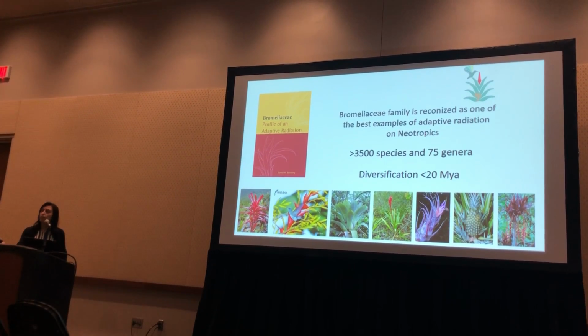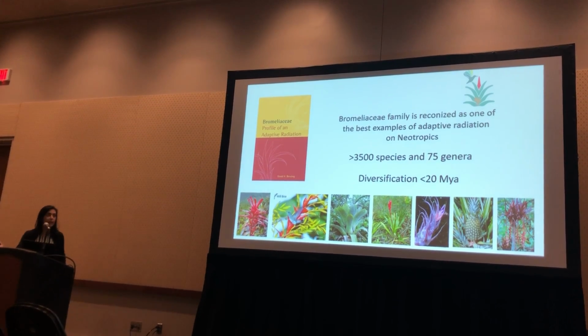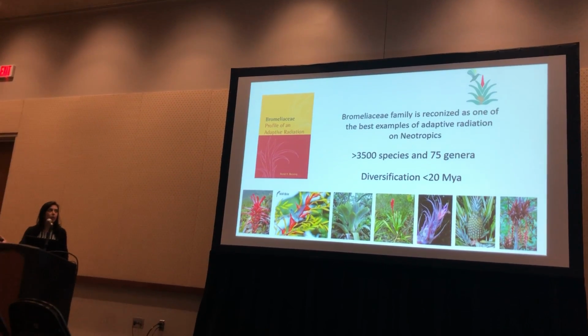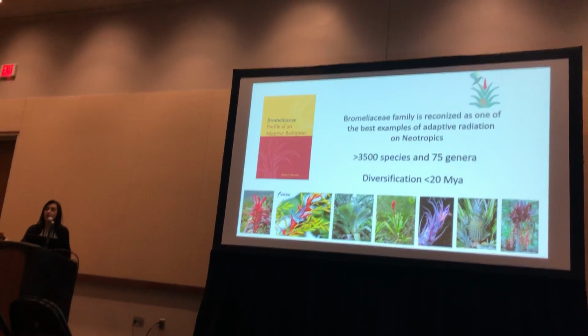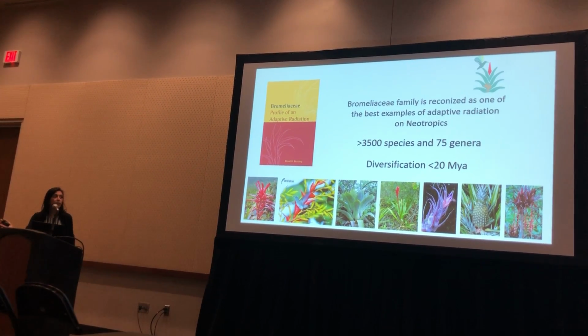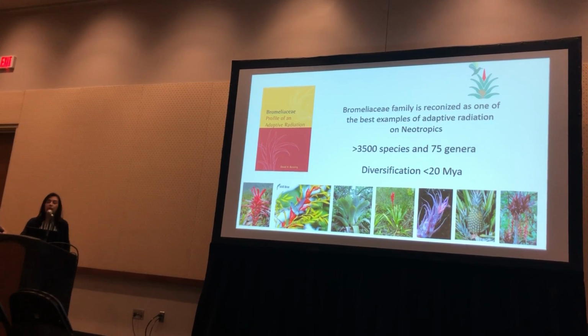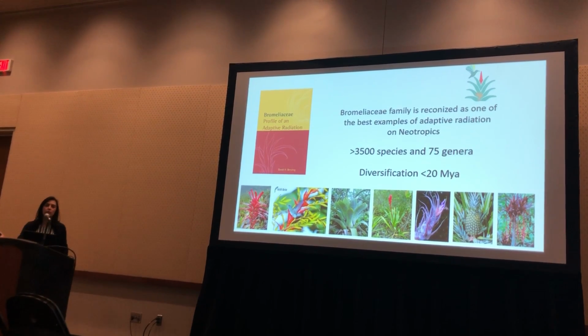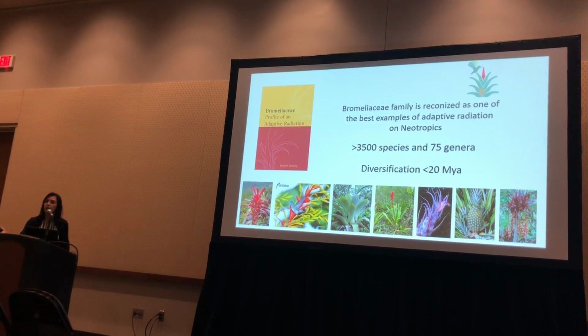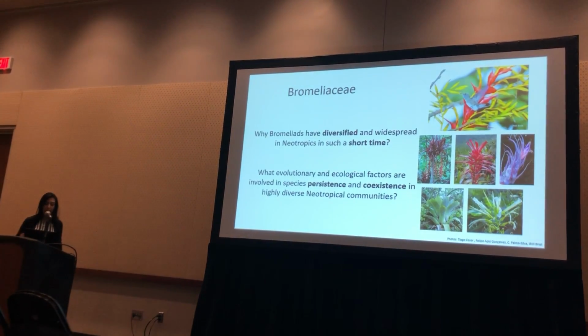we chose one plant family, the Bromeliaceae, which is a well-recognized, very good example of adaptive radiation in the neotropics. We have almost 3,500 species in 75 genera, diversified in less than 20 million years. I would say most of the hyperdiverse genera diversified in less than 10 to 15 million years.